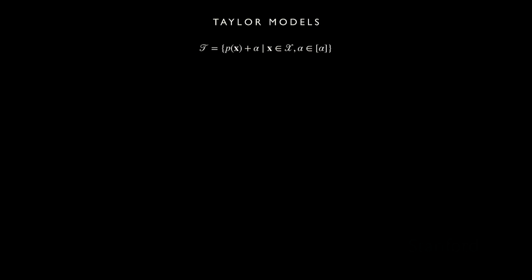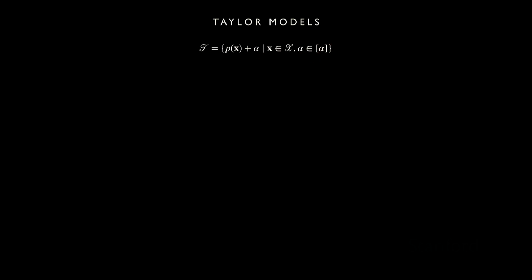Okay, so back to Taylor models. Taylor models are basically this thing where we say we have some input set. It doesn't have to be intervals like it had to be before. We can have just an arbitrary set here. And we're going to apply a polynomial to this set, and that polynomial has a specific meaning, which I'll talk about in a second. And then we're going to add on some value alpha that comes from an interval.